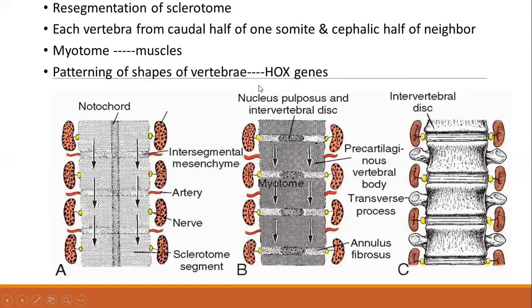Patterning of the vertebrae. Now you know the shapes of the vertebrae are different in the cervical region from the shape of the thoracic, and the lumbar parts are thicker. What controls these shapes? The shapes of the vertebrae are controlled by genes, and the gene involved here is the Hox gene.